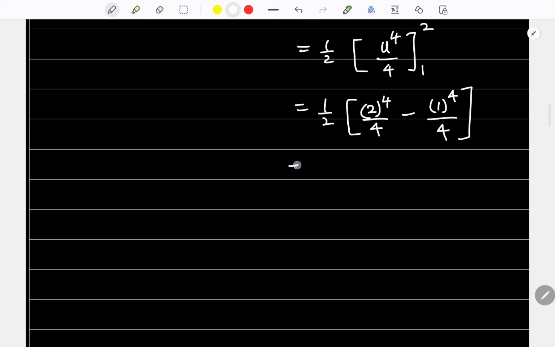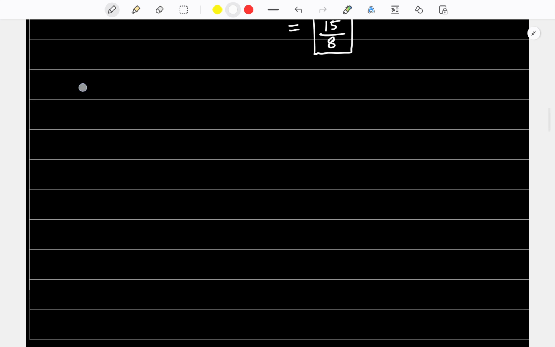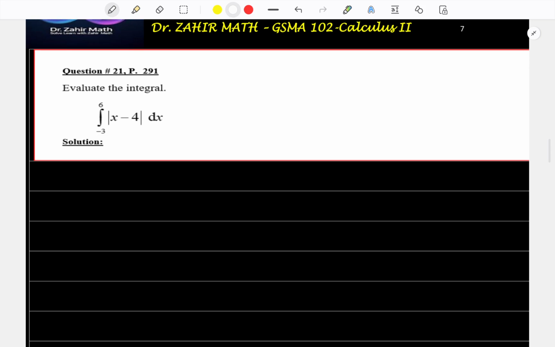Put everything in the calculator. You will get the answer. 15 divided by 8 is your answer. Put all these things together in the calculator. Okay, right. So nice question. Let's go to the next one.